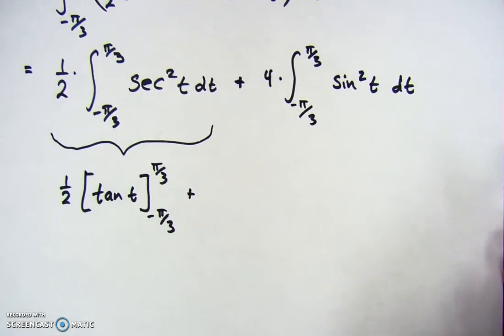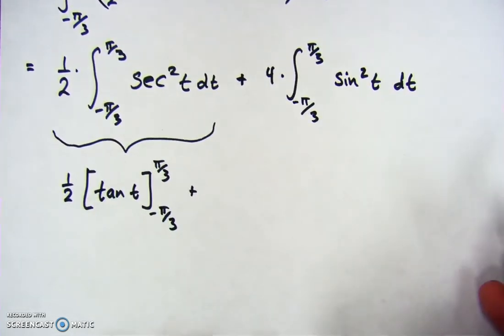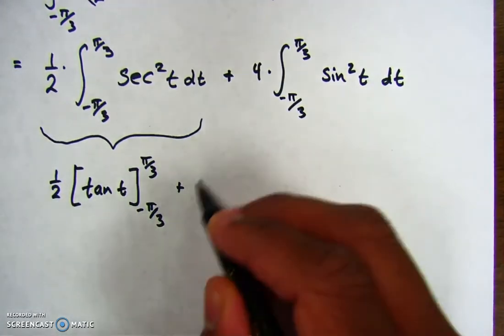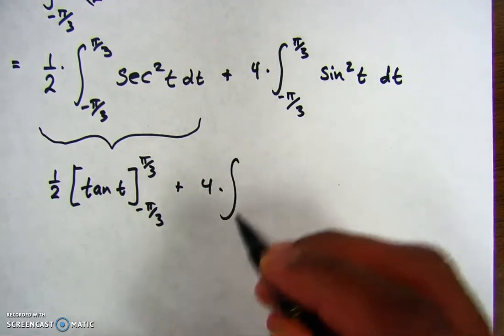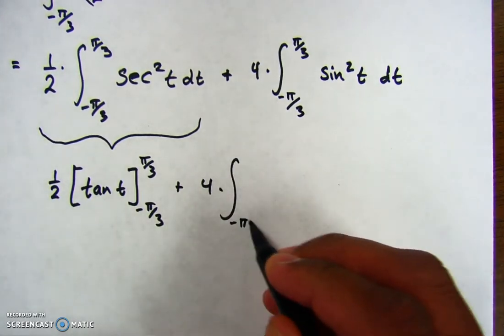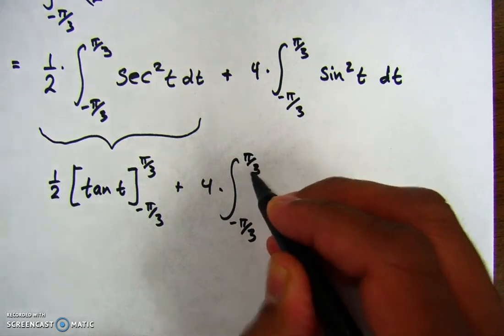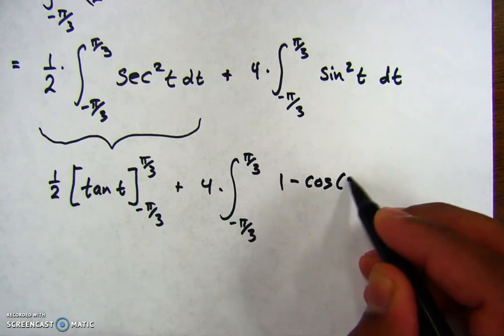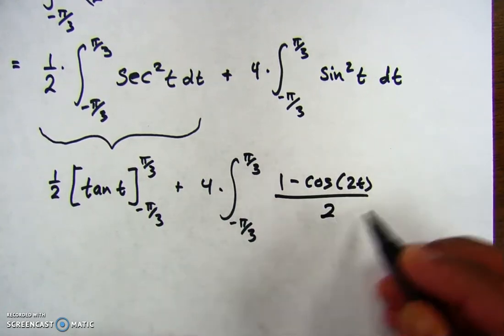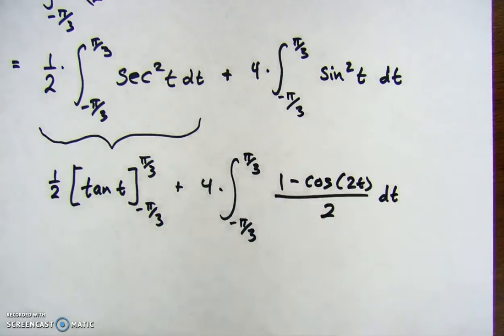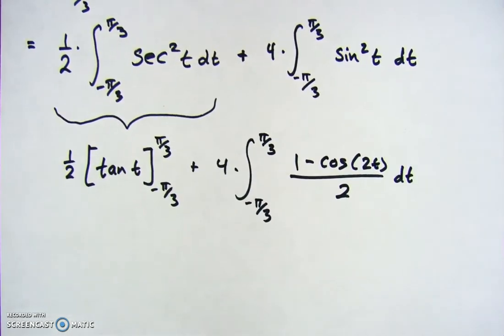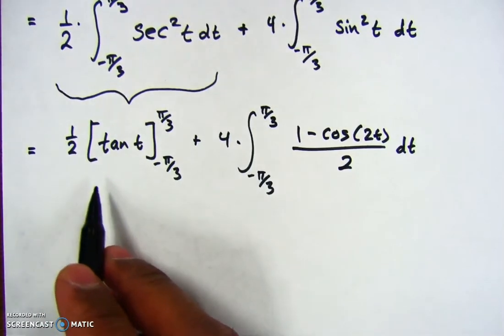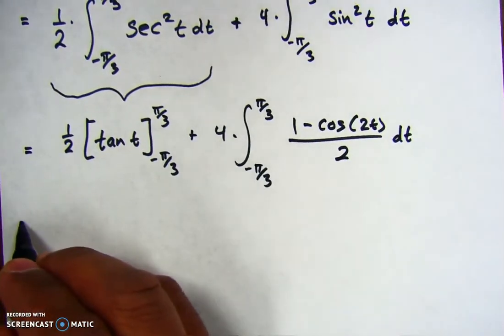formulas from the last video I made, and it's the power reducing formula, where we can go ahead and change this to the integral from -pi/3 to +pi/3 of (1 minus cosine of 2t) over 2 dt. Okay, so I'm just going to keep carrying this 1/2 tangent t.